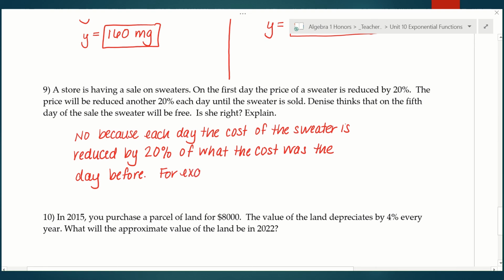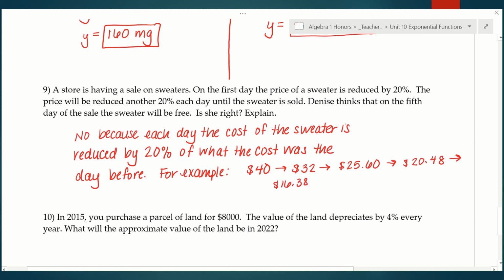For example, I'm going to say the sweater was $40, right? So day 1, if I take that $40 and I reduce it by 20%, now I'm at $32. If I take the $32 and I reduce it by 20%, now I'm at $25.60. If I reduce that again by 20%, I'm at $20.48. And I can keep going. Now I'm at $16.38.